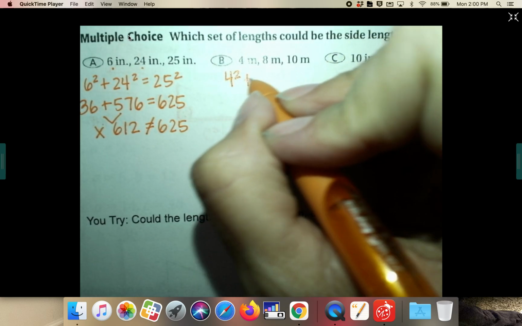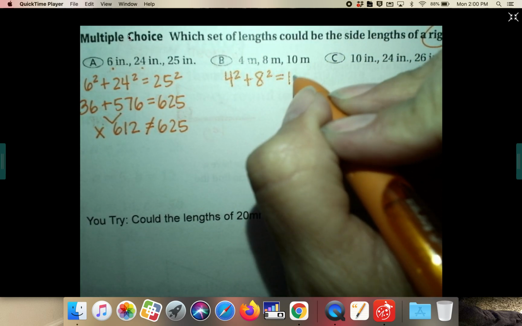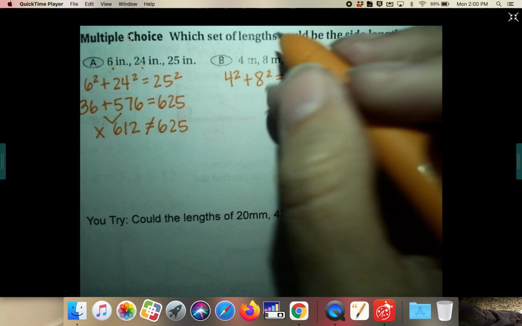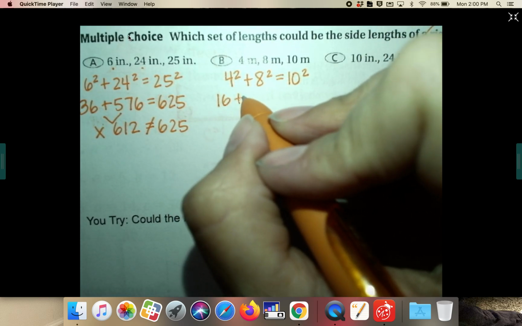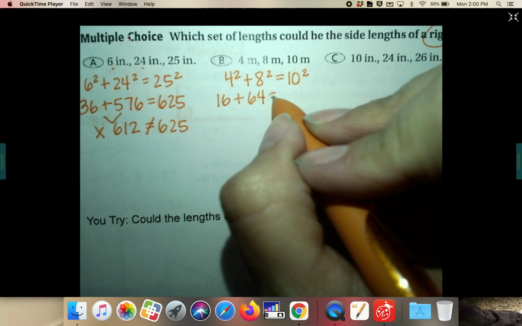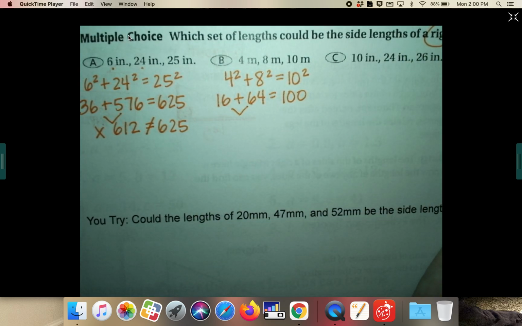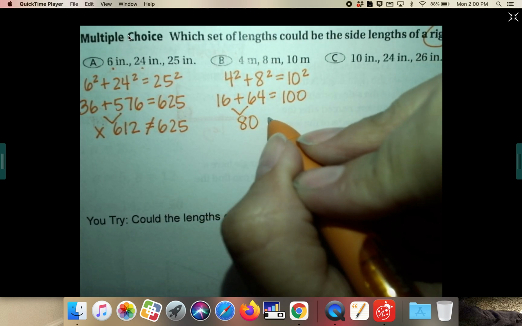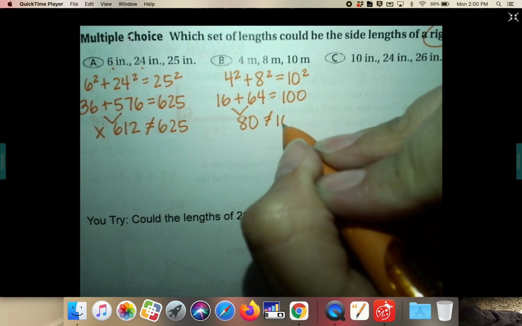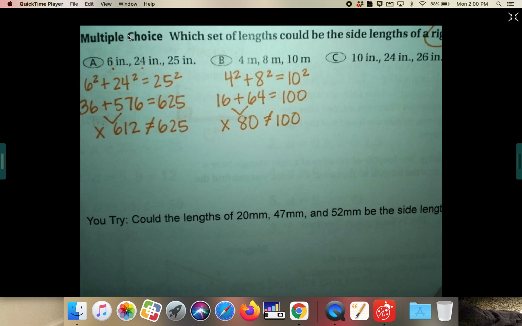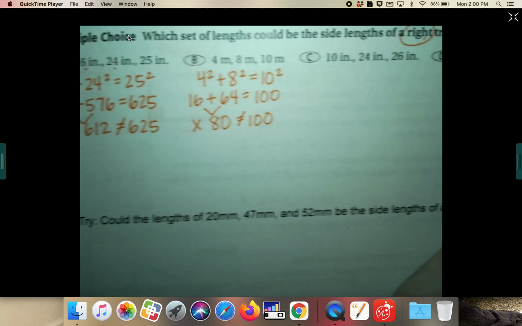4 squared plus 8 squared, does it equal 10 squared exactly? 4 squared is 16. 8 squared is 64. 10 squared is 100. Does 64 plus 16 equal 100? 64 plus 16 equals 80, I believe. And 80 does not equal 100. So once again, this one's not going to be a right triangle.